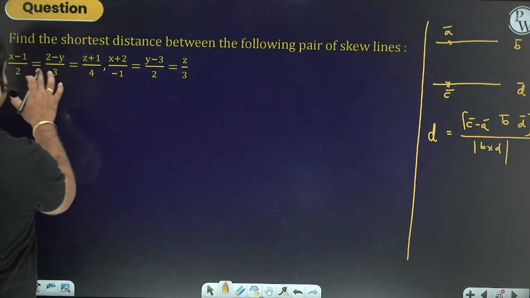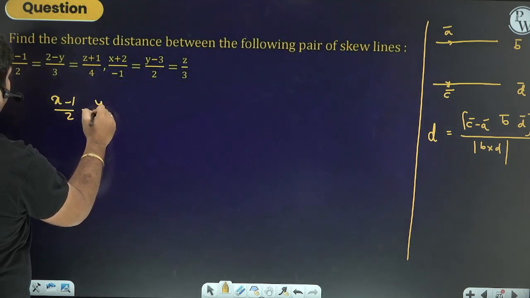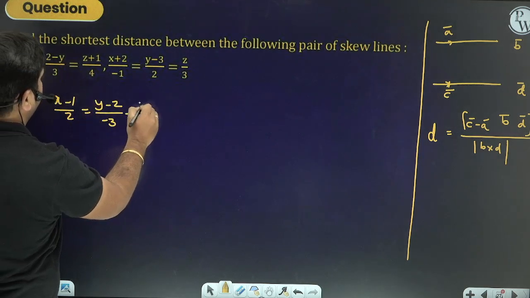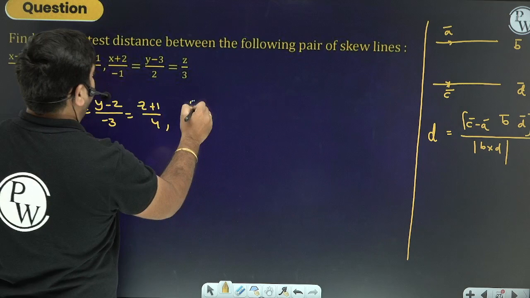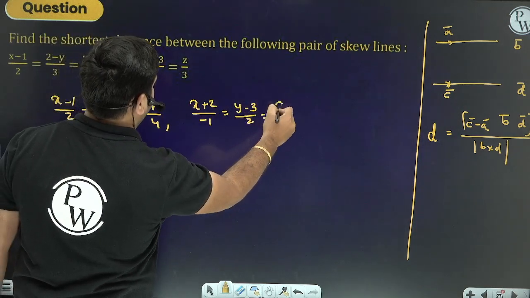Right. So first of all, you need to convert this properly: (X minus 1) by 2 is equal to (Y minus 2) by minus 3 is equal to (Z plus 1) by 4, and (X plus 2) by minus 1 is equal to (Y minus 3) by 2 is equal to Z by 3.